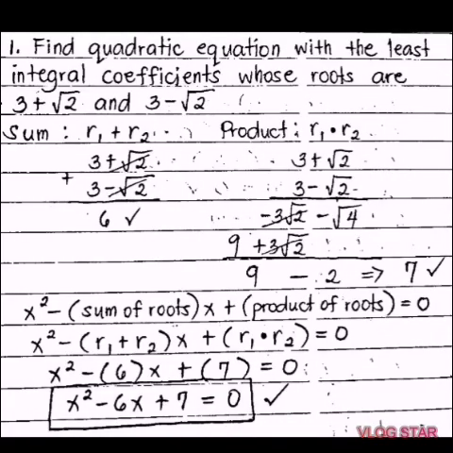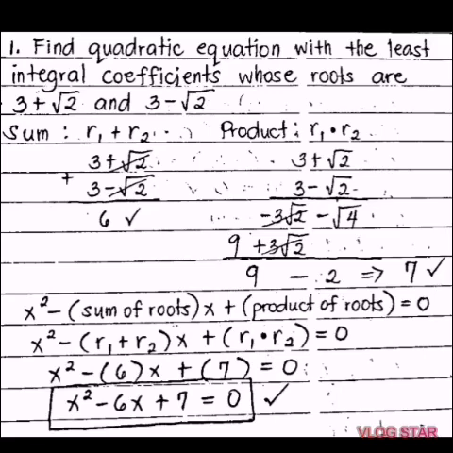Apply our knowledge in sum and product of roots by solving some problems. In number 1, find the quadratic equation with the least integral coefficients whose roots are 3 plus square root of 2 and 3 minus square root of 2. Therefore, in this example, the given roots are 3 plus square root of 2 and the other root is 3 minus square root of 2.